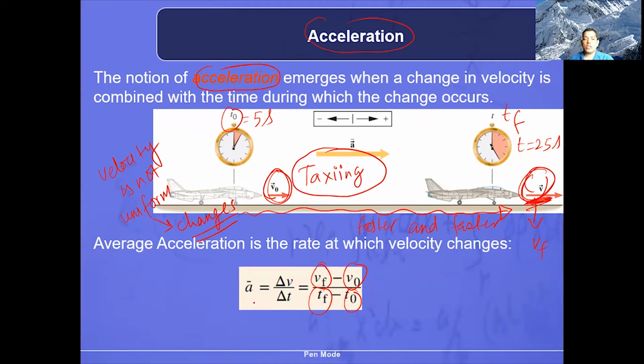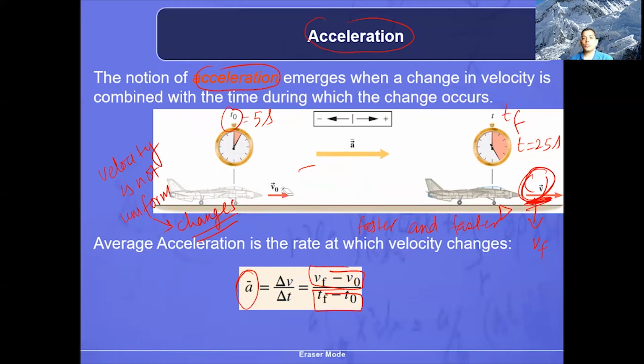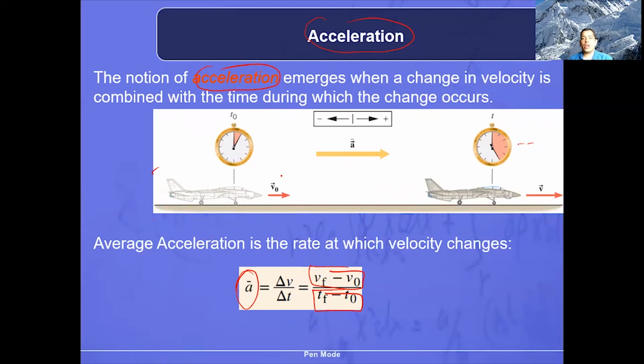In this case, by the way, it's called average acceleration. You know why it's called average acceleration? Because you are just taking the total velocity change divided by total time. You just take the velocity right here and right here, the total change. So that's why this is called average acceleration. All right.